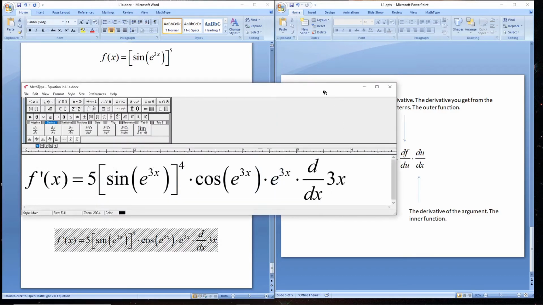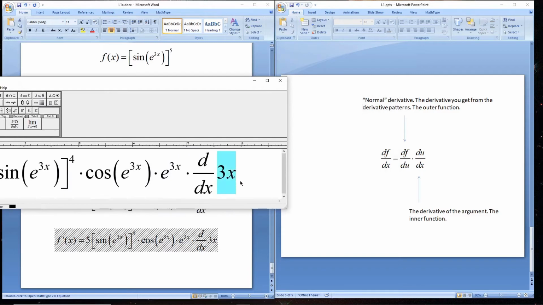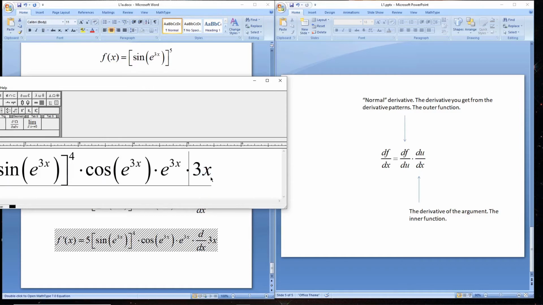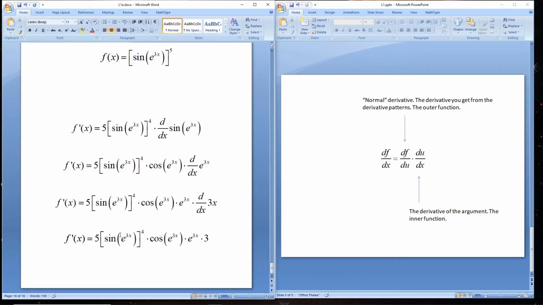And now finally, 3x. Does 3x have an inner function? No. Which means there's no more chain rule. And we can just straight up do the derivative of 3x, which is 3. And this is our final answer.